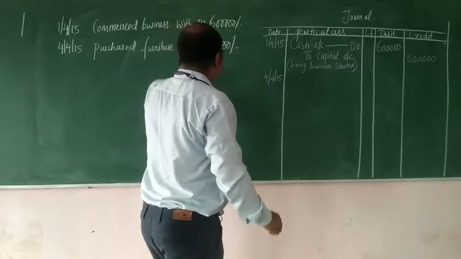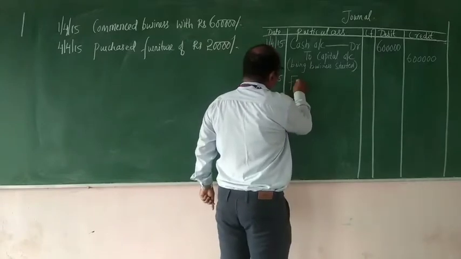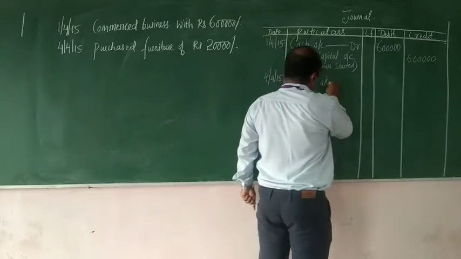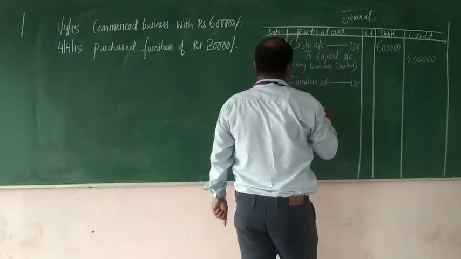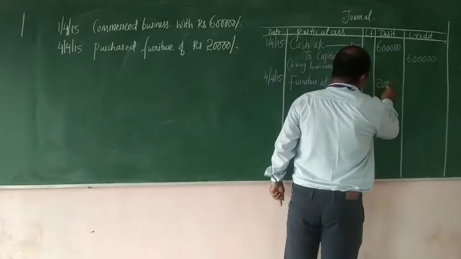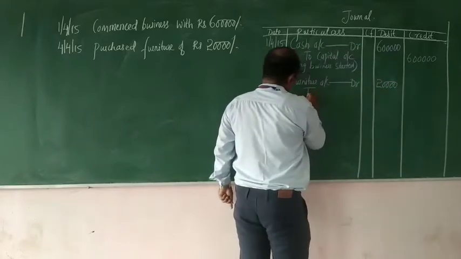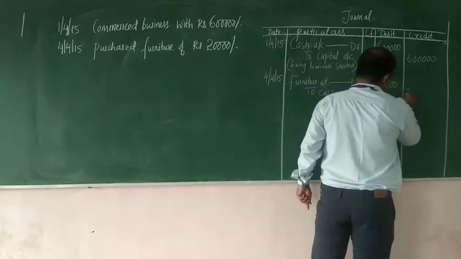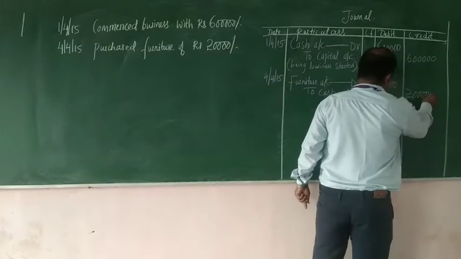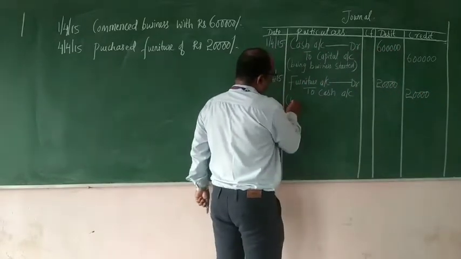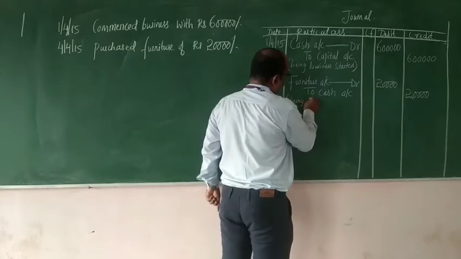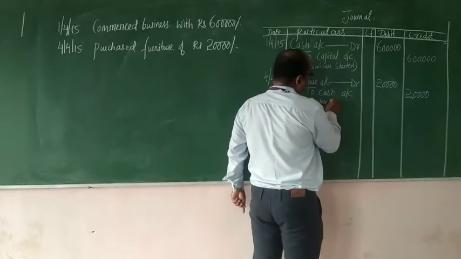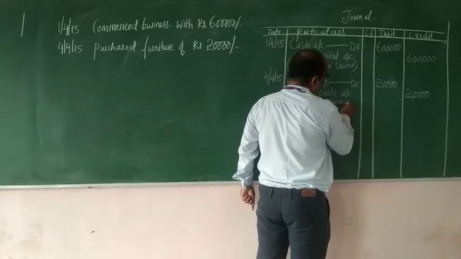So here, furniture account will be debited. Furniture account debit. How much? 20,000, to cash account. Being furniture purchase. You need not write the amount and all. Just write a short description of that. Being furniture purchase.